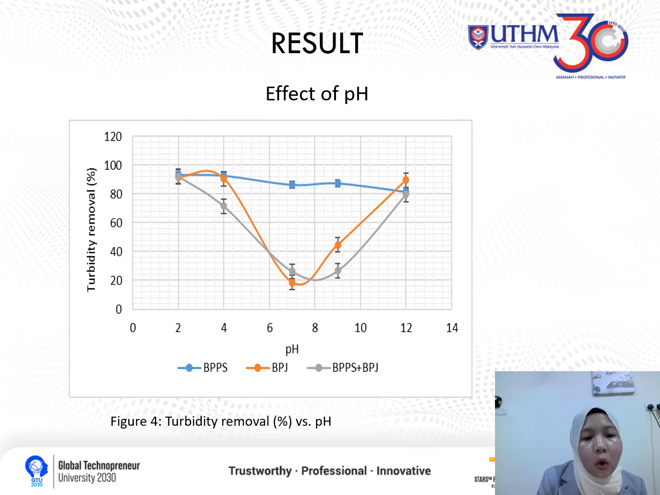The water looked opaque with less floc after the settling process due to the pH increment in the BPJ and BPPS plus BPJ coagulant samples. This could be due to the charges produced by inulin from banana stem juice that act as a natural polymer, which helps in bridging and entrapping the microflocs to form a larger floc. Nonetheless, acidic medium showed the highest turbidity removal, where pH 2 was chosen as optimum pH for all coagulants.